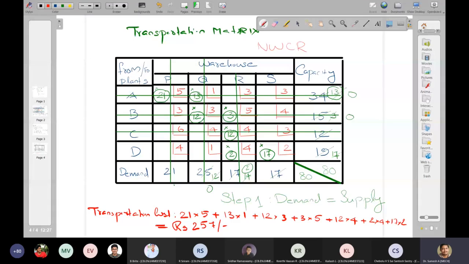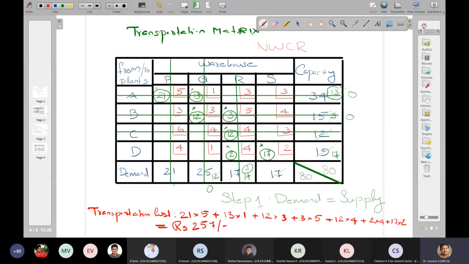Now the first row and first column got cancelled. Now the new northwest corner will be BQ, where you can see the demand is only 12 and capacity is 15. So the demand of 12 for Q is completely met right now. So the second column also gets eliminated. Balance capacity from plant B is 3.